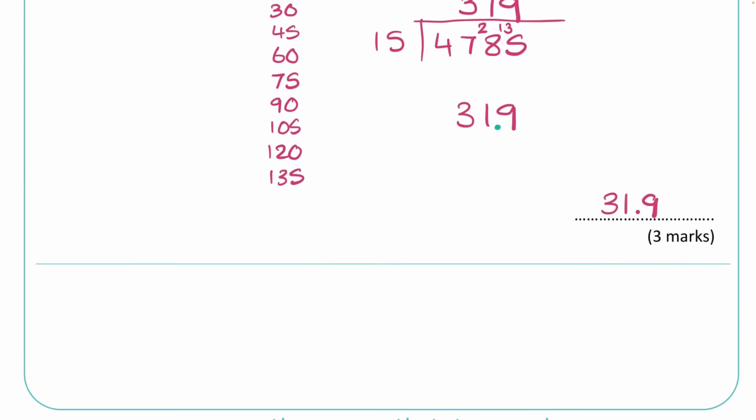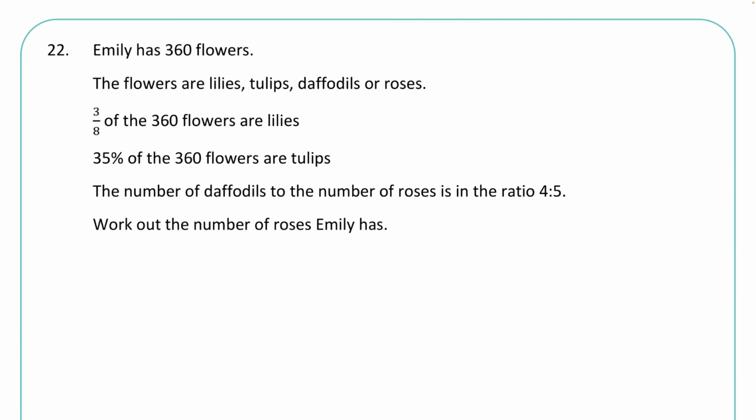Okay, so our next question is looking at fractions, percentages, and ratios. It says Emily has 360 flowers. The flowers are lilies, tulips, daffodils, or roses. 3/8 of the 360 flowers are lilies, 35% of the 360 flowers are tulips, and the number of daffodils to the number of roses is in the ratio 4:5. Work out the number of roses Emily has.